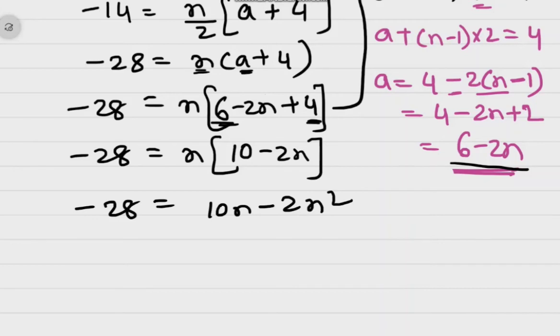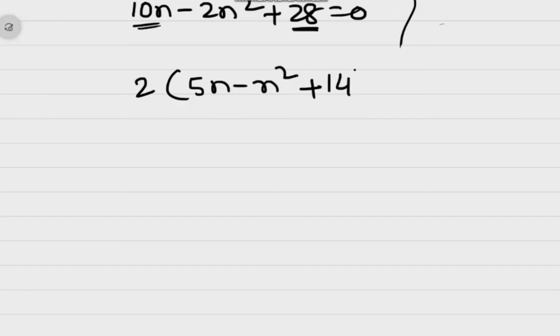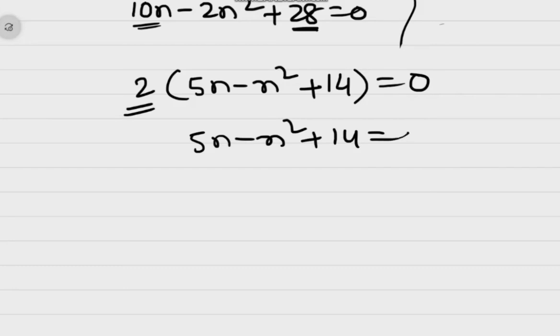Now just make a quadratic equation of this. What you will get? You will get 10n minus 2n square. Bring this to RHS. You will get plus 28 equal to 0. 10n minus 2n square plus 28 equal to 0. Now see, you can take out 2 common. So if you take out 2 common, you will get 5n minus n square plus 14, isn't it, equal to 0. 2 cannot be 0. So 5n minus n square plus 14 equal to 0.